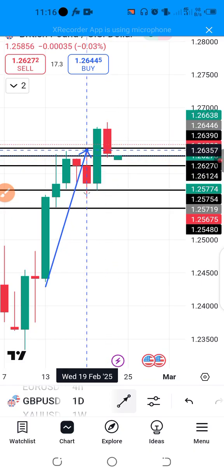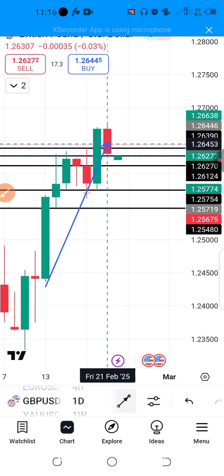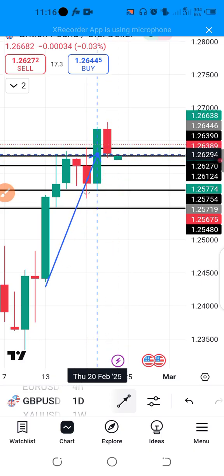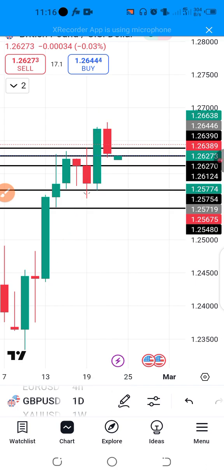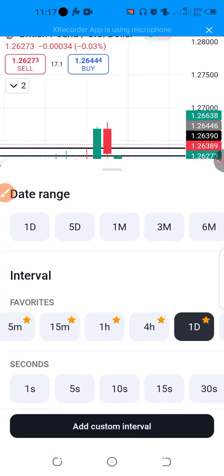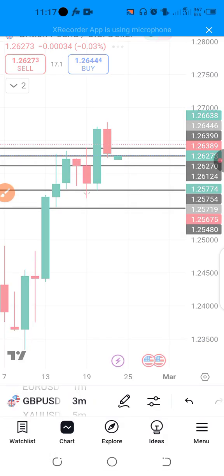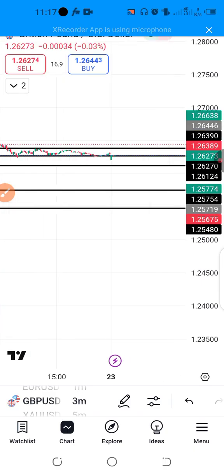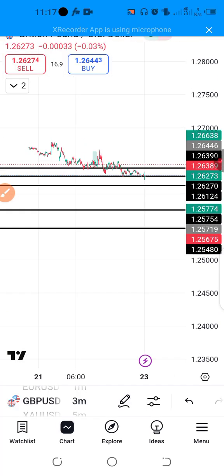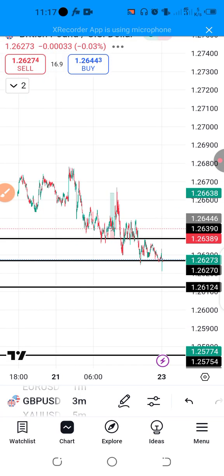Look at what I was looking at. You see these three black lines, those are my levels. And you know what we normally do? After we identify those levels, we go directly to 5 minutes, 3 minutes, 2 minutes, 1 minute to look for our model. It's very simple, there's nothing hard to it. So far so good.